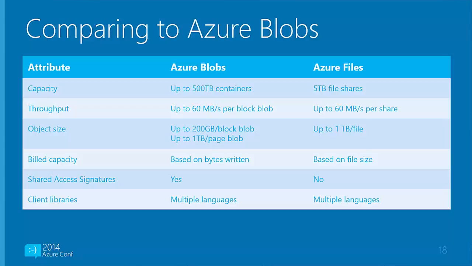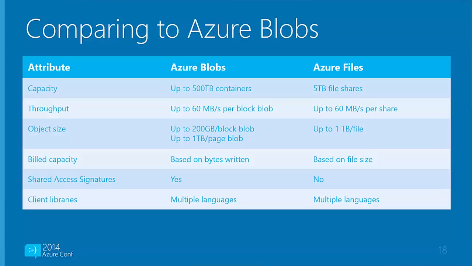The throughput is also a bit different. So for blobs, you get 60 megabytes per second throughput per blob. So this actually means per file, while in Azure Files, you only get 60 megabytes per second for the complete share. So even if you have 1,000 files in that share, the complete throughput of your share is 60 megabytes per second.